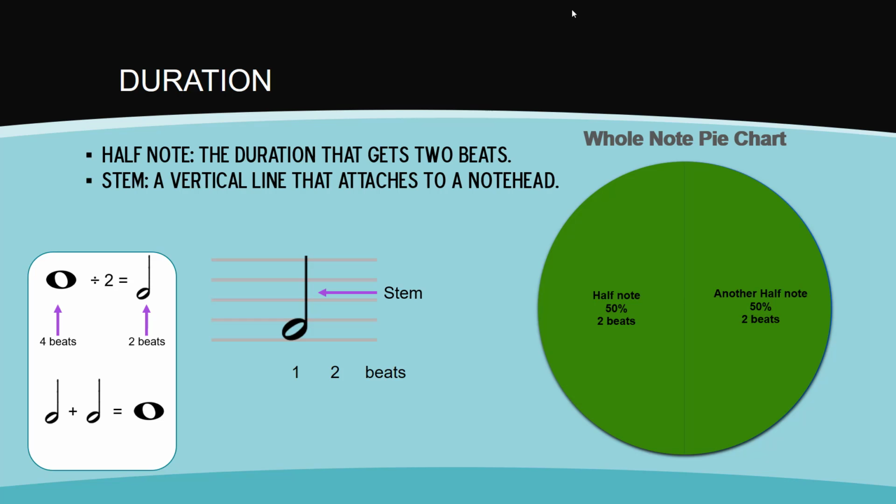A brief side note on how we speak about the beat values for durations. We often say that a note gets a certain number of beats. So instead of saying a half note has a duration of 2 beats, it is common to instead say that a half note gets 2 beats.